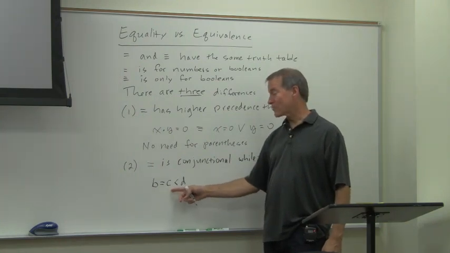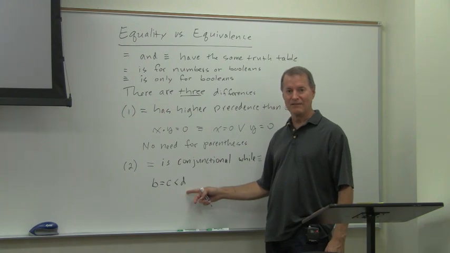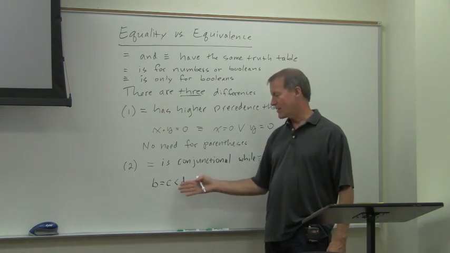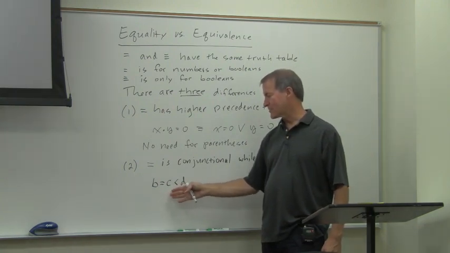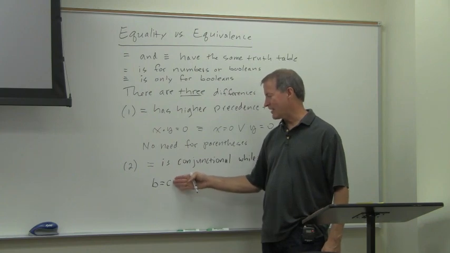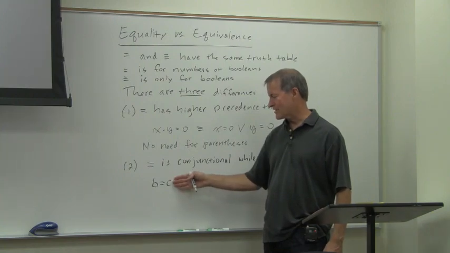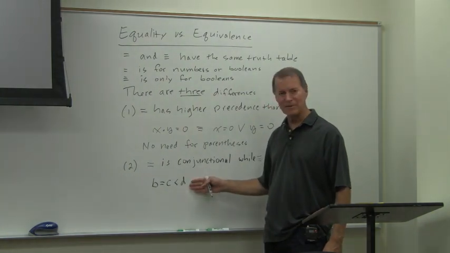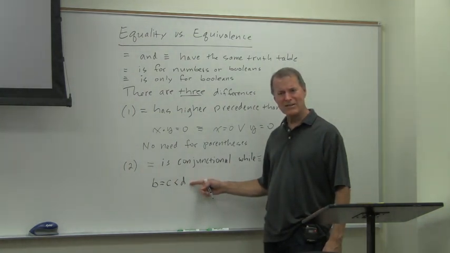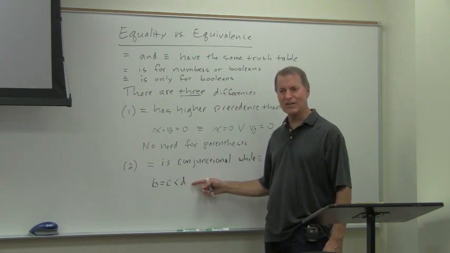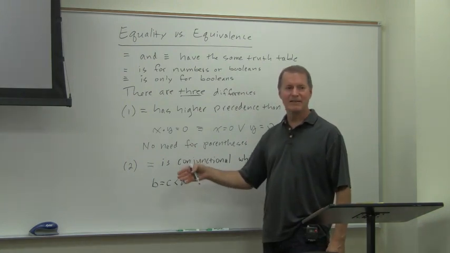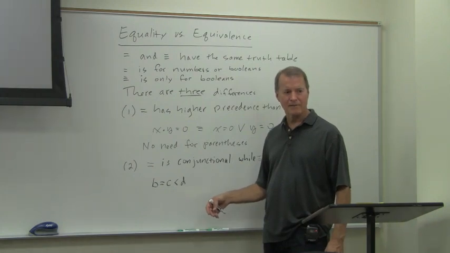Well, what does this really mean? What does B equals C less than D mean? How can B equals C be less than D? If B equals C is a Boolean, how can a Boolean be less than a number? You understand what I'm saying? What does this really mean? This is really just a shorthand.